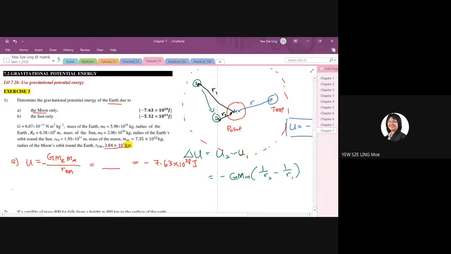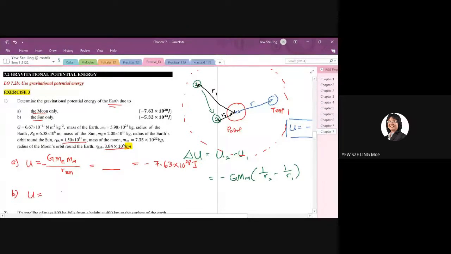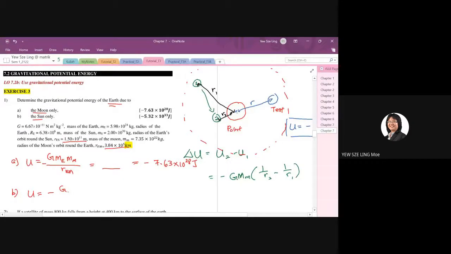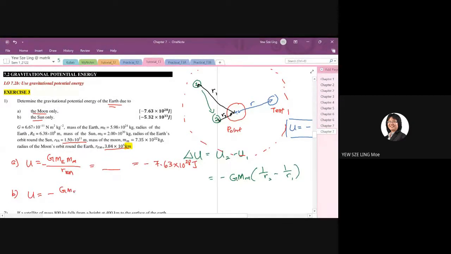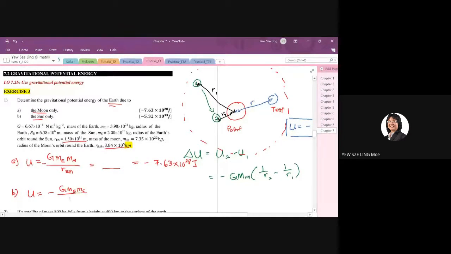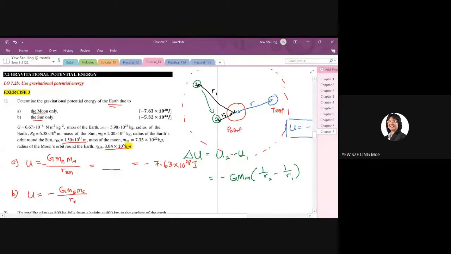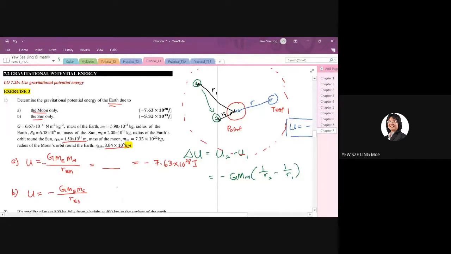And for question B, now you're looking at the Earth and the Sun. Okay, so you want to find out what is the work needed to place these two objects in the system so that they are located 1.5 times 10 to the power of 11 meter apart. So you calculate it by using U equals negative G. Now you have the Earth and the Sun, so G M_E M_S over R_ES.